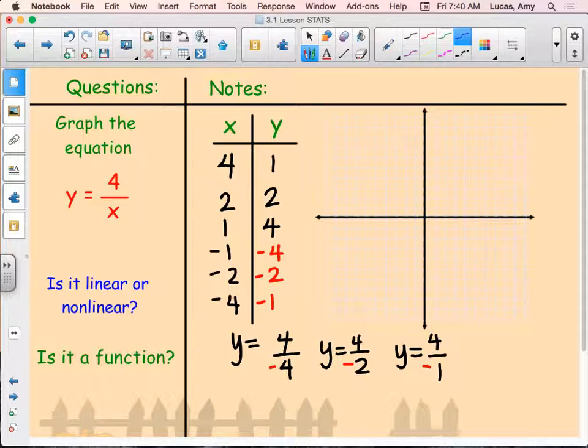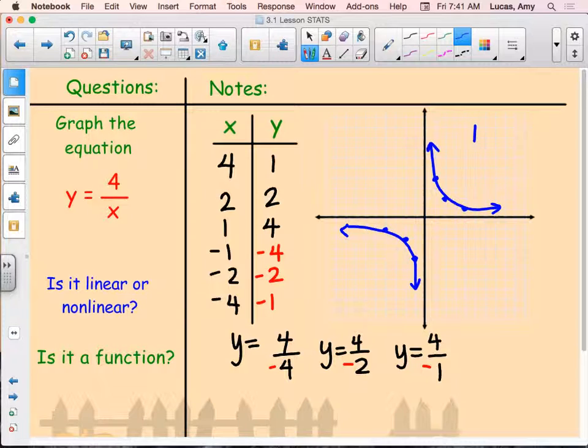Okay, so 4, 1 is right here. 2, 2 is right here. 1, 4 is up here. Then negative 1, negative 4. Negative 2, negative 2. Negative 4, negative 1. This graph is not linear. I'm sure you could see that from the pattern of the dots. This is actually called a hyperbola.